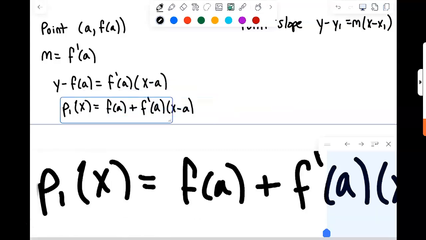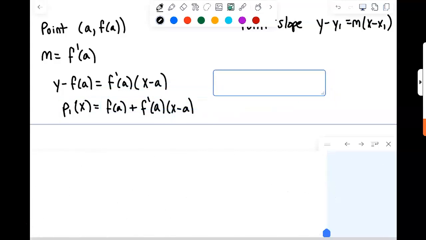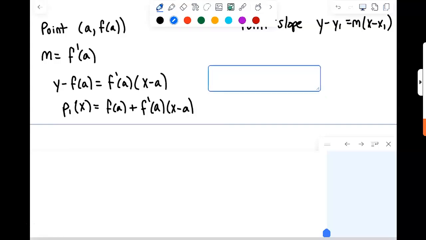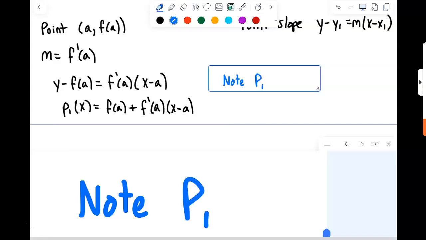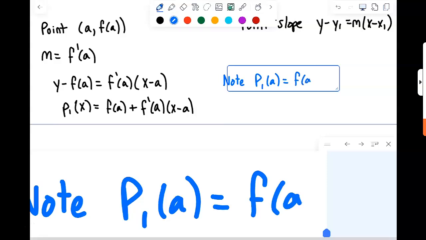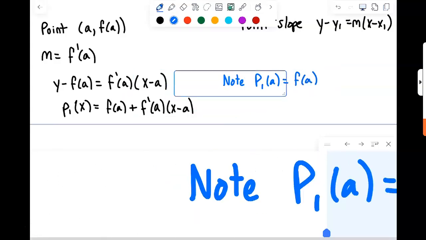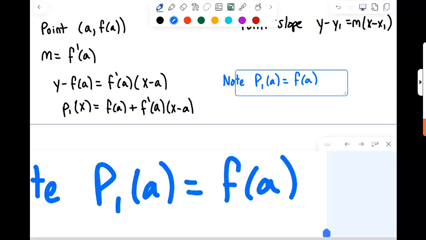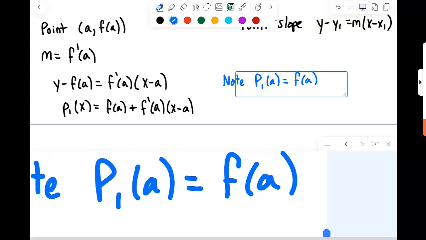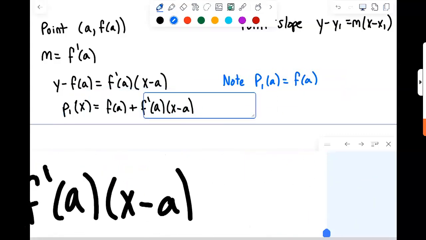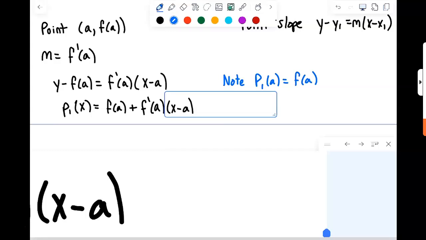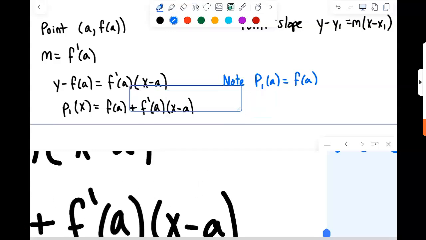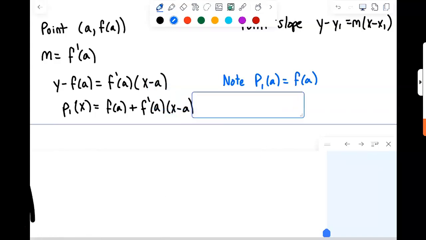And a quick little observation with this setup is to notice that a couple of things are true here. Note that P1 of a is exactly what f of a is. All right, this approximation and the function agree at the point a. They're going to be exactly the same. Because if you put a in here, x minus a would be 0, that whole piece would go away. P1 of a would be equal to f of a.